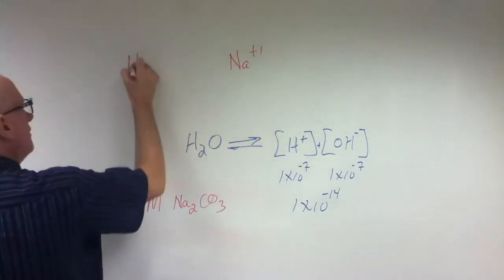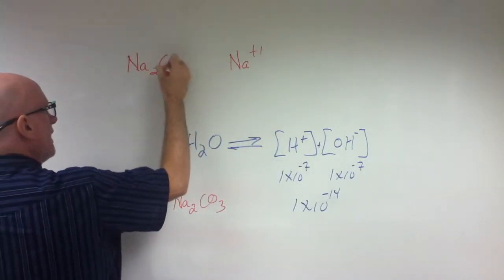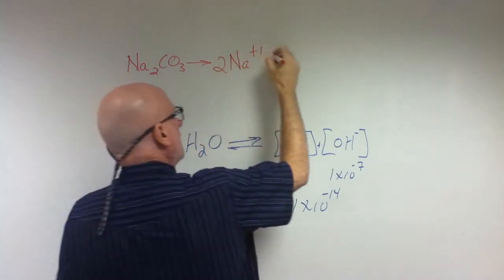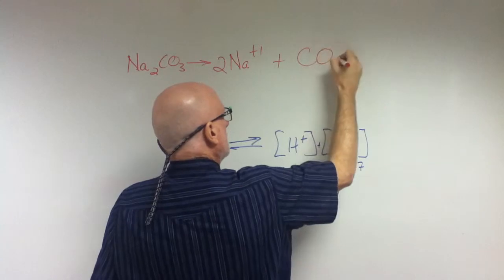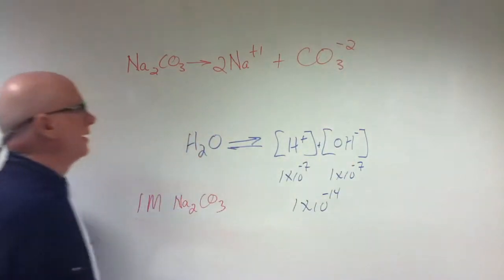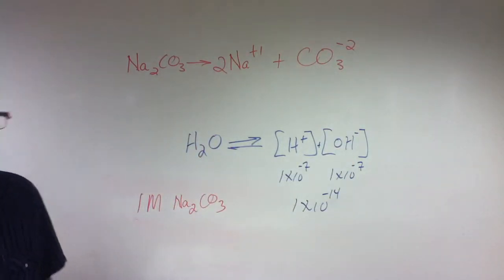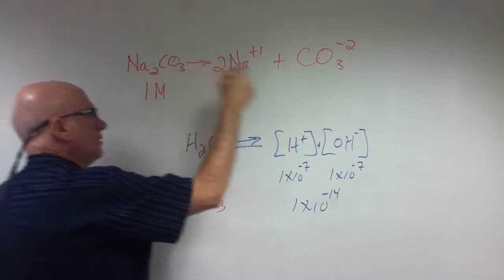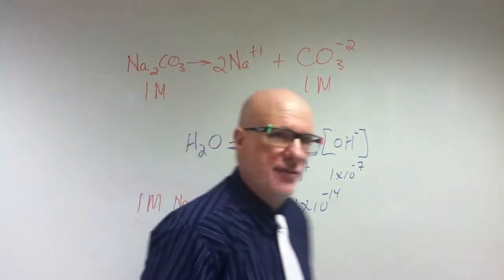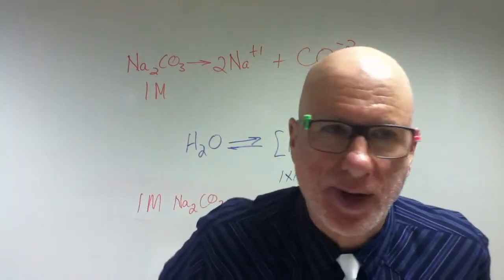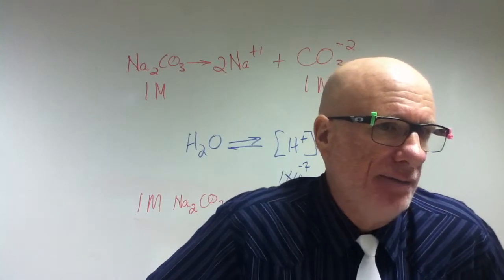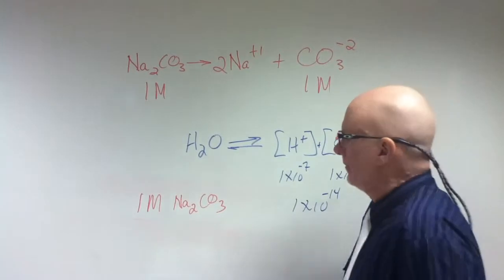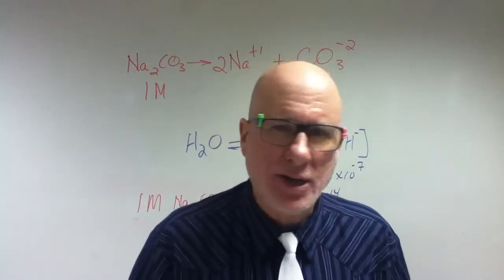I have the sodium carbonate, and I'm going to produce 2 sodium ions plus carbonate ion. Is that okay? Yes or no? So if I take 1 mole of this, I'm going to get 1 mole of this. So for every mole of sodium carbonate, I produce a mole of carbonate. Is that okay? Yes or no? Yes? Okay, good.